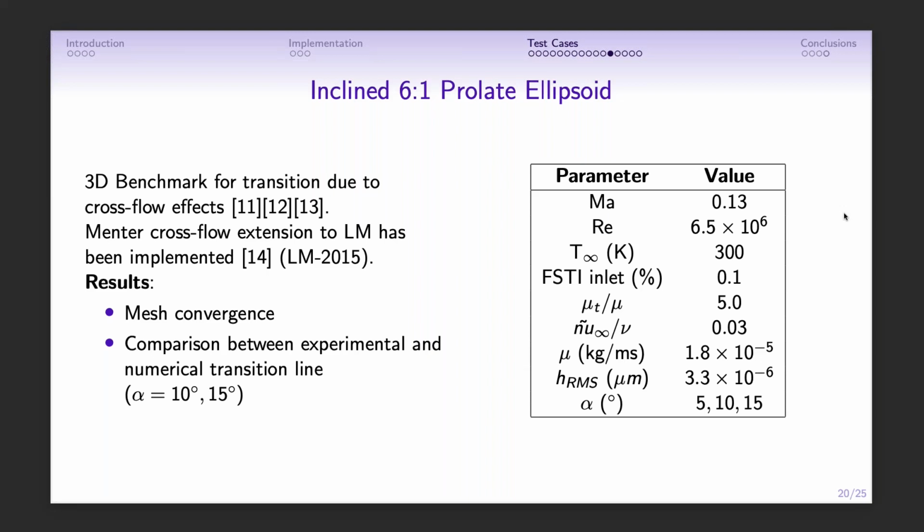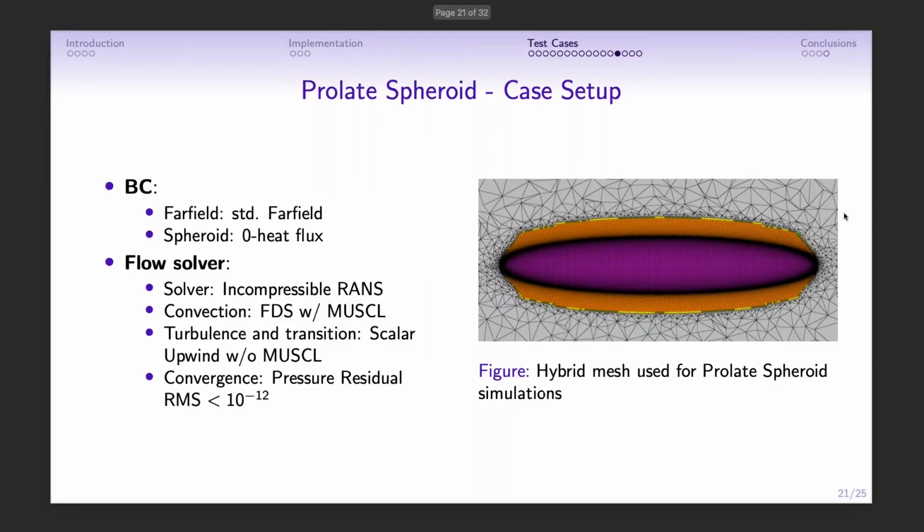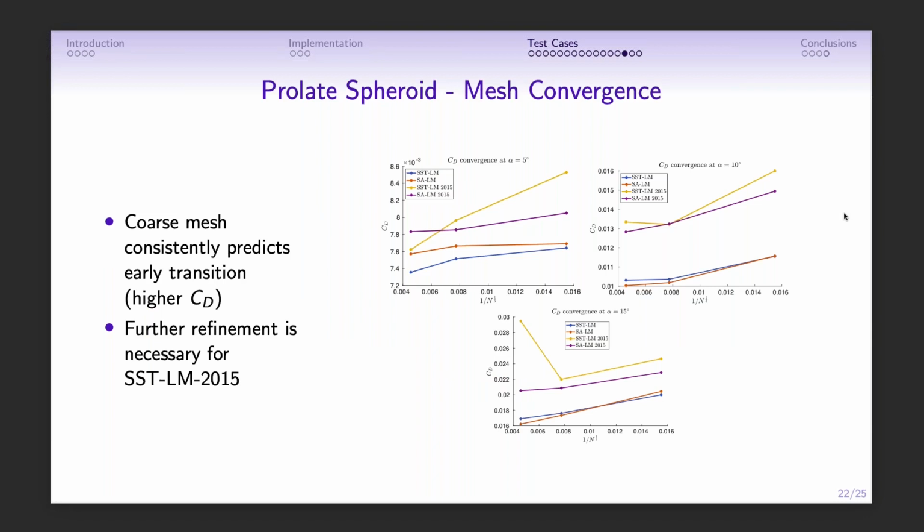So here also there will be mesh convergence, and the results with respect to experimental transition lines for 10 and 15 degrees of angle of attack. Here again the mesh is hybrid, and it's the same sort of setup, incompressible in this case as the flat plate. The convergence results are reported for 5, 10, and 15 degrees angle of attack with 3 different meshes.